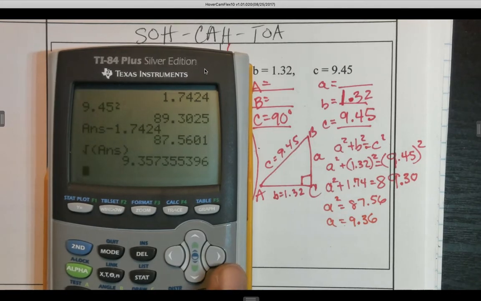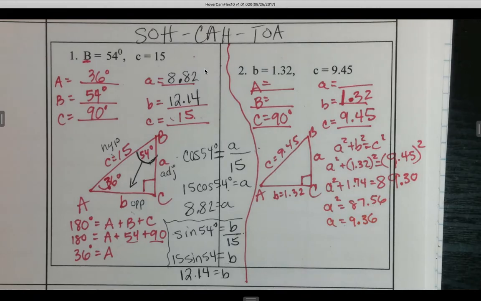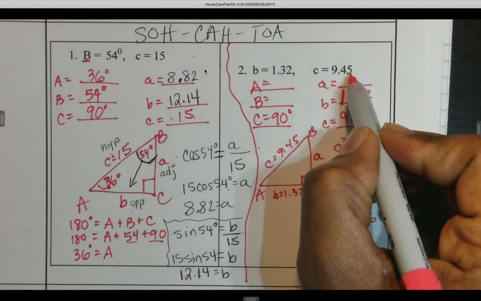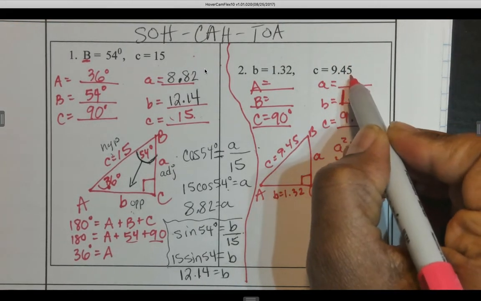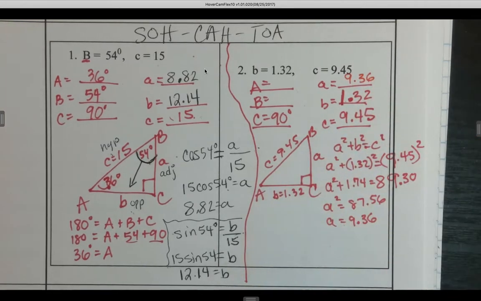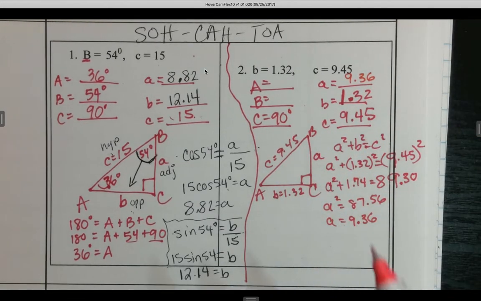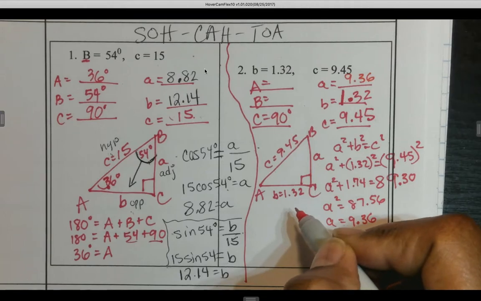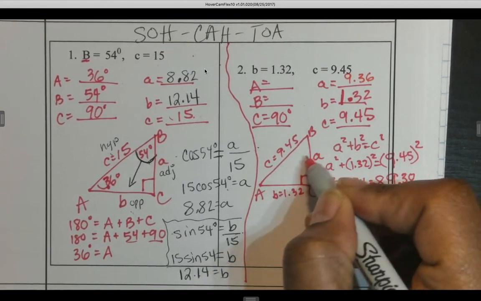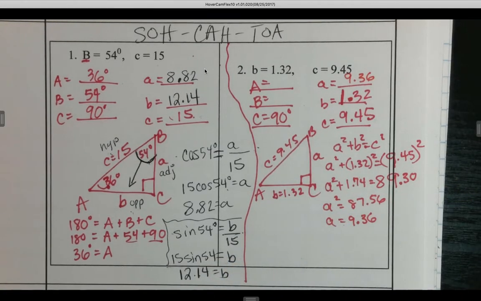And again, C should be my largest side or my longest side. So if I got an answer larger than 9.45, I'd have to go back and check my math. But we're good here. All right, so I know all three sides. Now I need to figure out the angles. Anytime I need to find an angle, we have to use inverse trig.